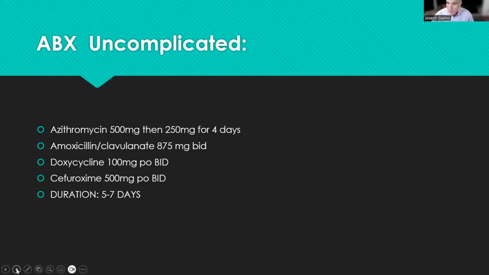So an uncomplicated patient, a patient that you're going to talk about sending home, mild or moderate, you can give one of these antibiotics: azithromycin, amoxicillin-clavulanic acid, doxycycline. And all of them we're looking at about 5 to 7 days of duration. In the past, we used to talk about 10 to 14 days, and we really don't like to go with antibiotics that long anymore. Next slide, please.